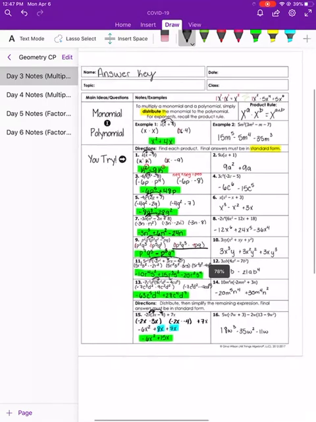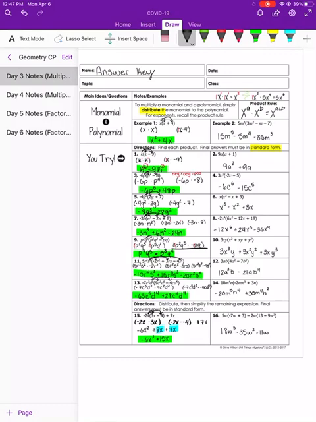Okay. And so these are our notes for day 3. Again, if you guys have any questions, please feel free to contact us by email. We will be answering those. The answer key for your homework is posted. Please remember that those are answers only. You guys should be showing work on these problems, and your homework is graded for accuracy. So please make sure you guys are checking your answers, okay?